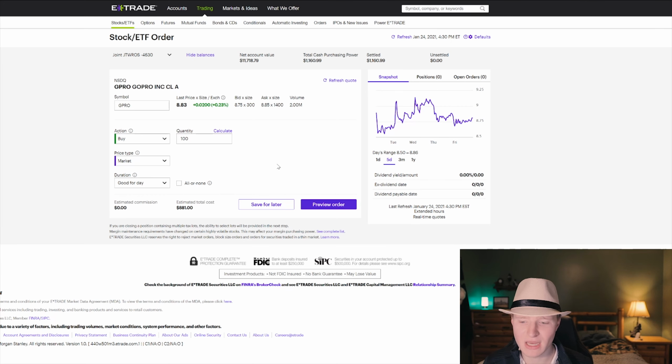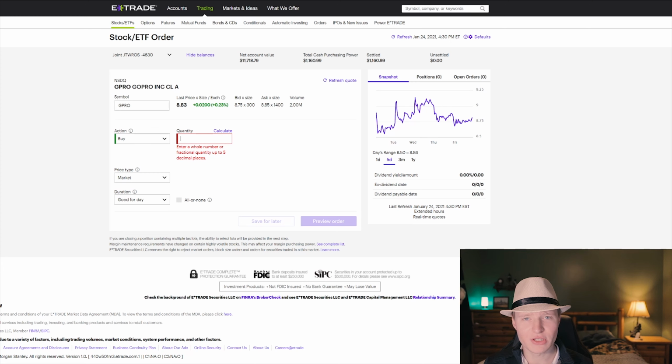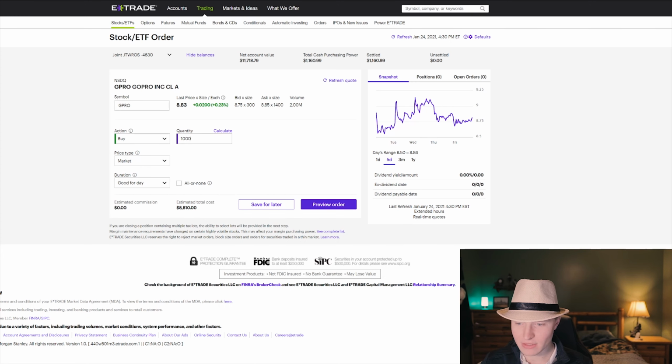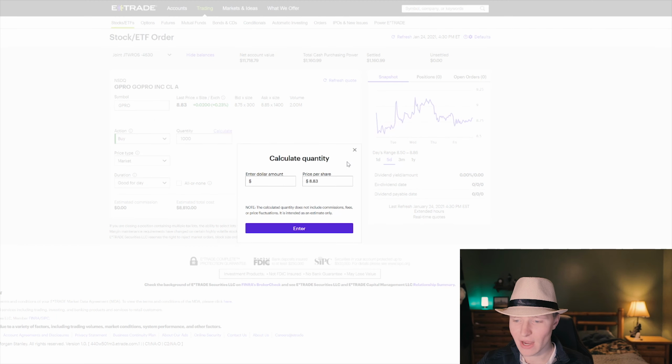But what does all of this mean? Well, the quantity of shares tells you how much of the company you want to purchase. If we put in 1,000, we are going to buy 1,000 shares of GoPro. It's going to be 1,000 times the current price of GoPro. One handy tool that eTrade does provide is a calculator feature. So say you only have $1,000 in your account and you only want to spend $1,000 of that, it can tell you can buy 13.25 shares.